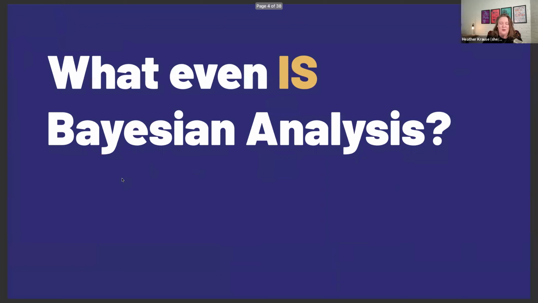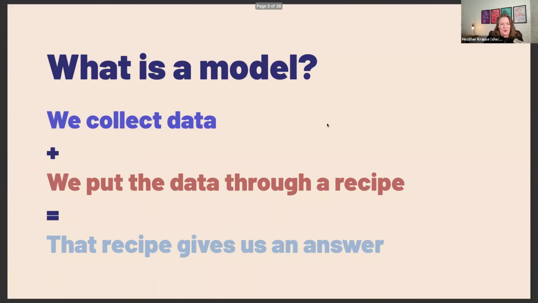So what even is Bayesian analysis? There's lots of different people here. Some people are statisticians who have been talking about Bayesian analysis for a long time. Some people here are like frontline workers at a homeless shelter that have heard this word and they want to know, what are we talking about? So Bayesian analysis is yet another way of trying to make meaning out of what's going on in the world by collecting some numbers and doing some stuff to those numbers.